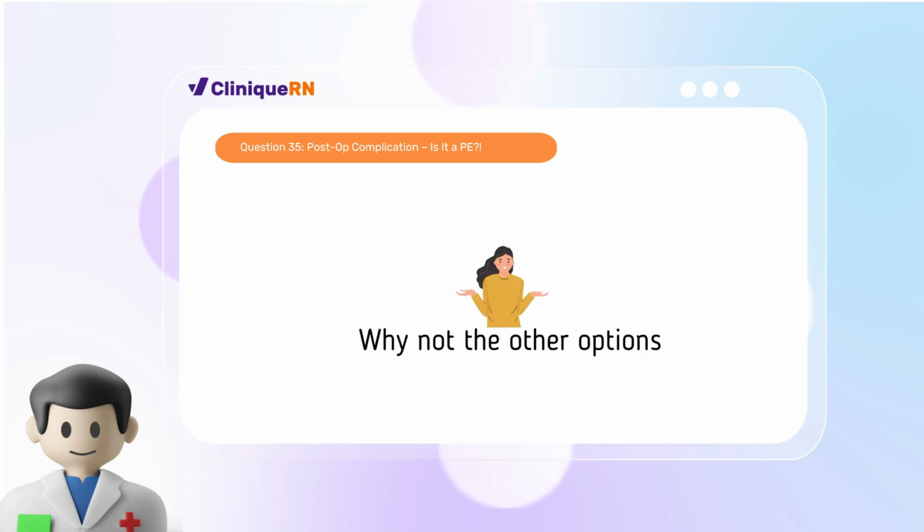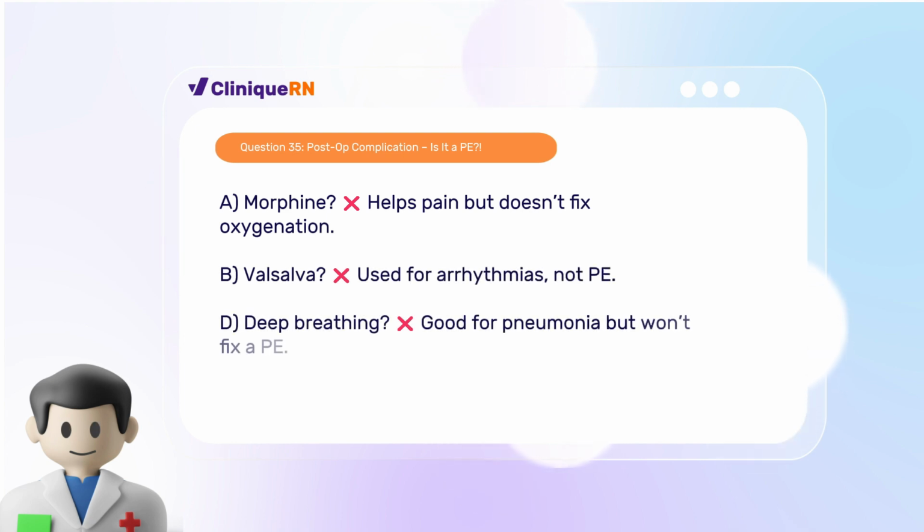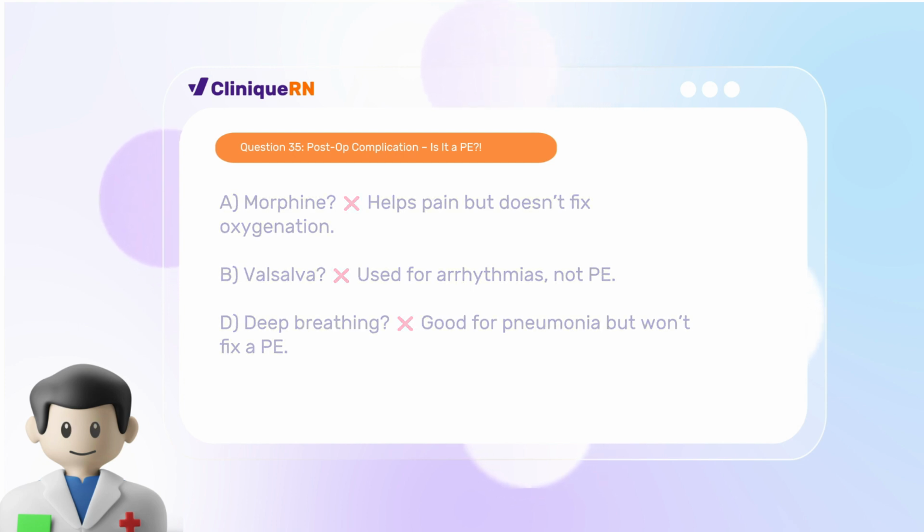Why not the other choices? A. Morphine, helps pain but doesn't fix oxygenation. B. Valsalva, used for arrhythmias, not PE. D. Deep breathing, good for pneumonia but won't fix a PE.